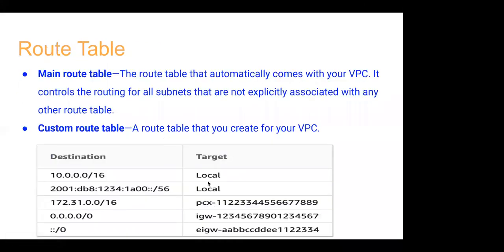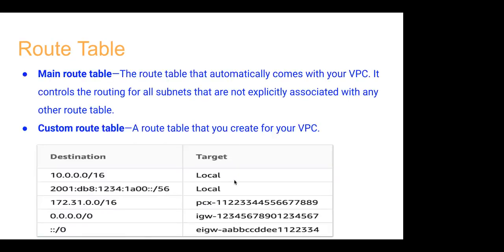Then a simple route table. How does a route table look? So the main route table is the route table that automatically comes with your VPC. Remember, when I created a VPC, there was a route table ID already associated there. And when we clicked on that route table, we saw an entry, something like this only. A custom route table is one which you create.